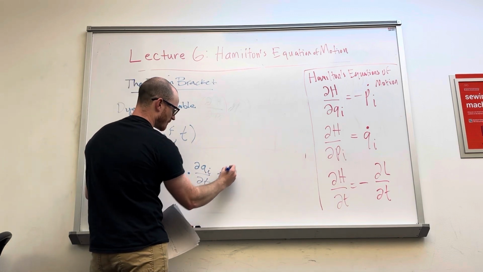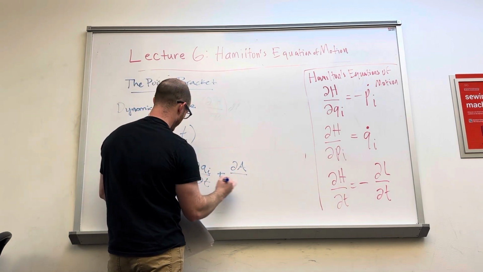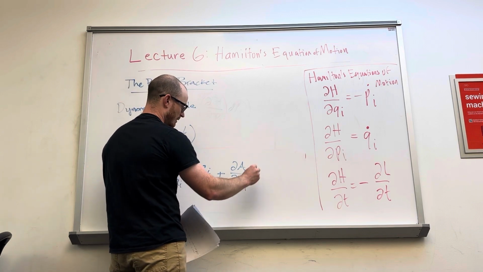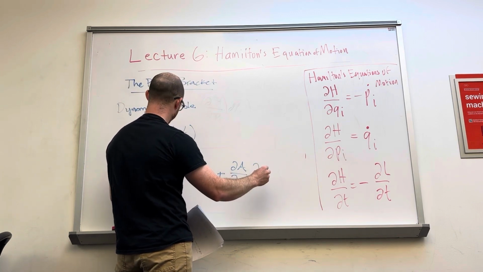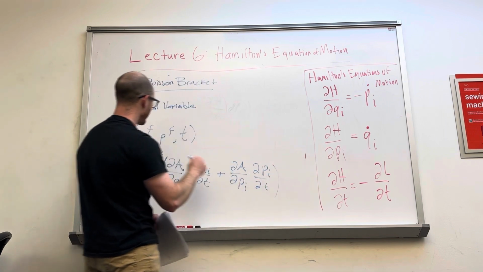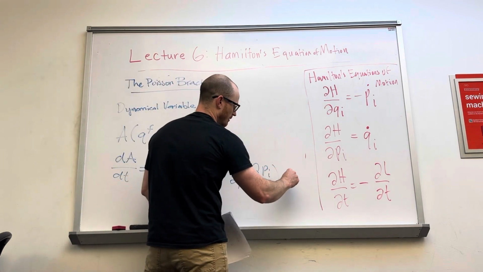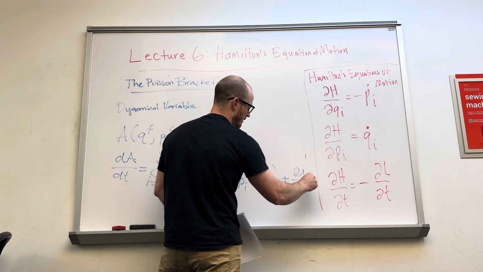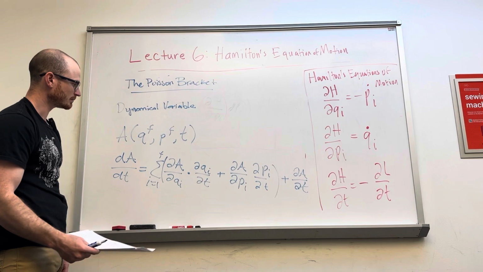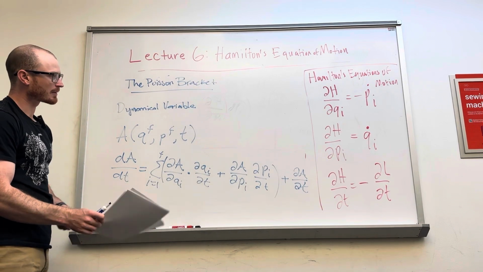Then of course we have the additional term, partial A, partial pi, times partial pi, partial t. And then the final term, partial A, partial t. Right? Now we can do something kind of cool here.